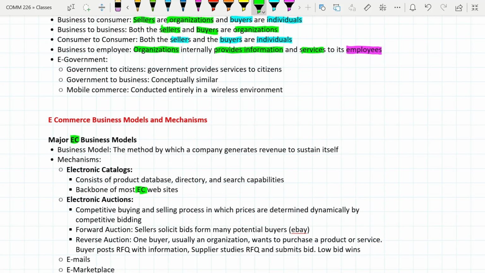So electronic auctions is a competitive buying and selling process in which prices are determined dynamically by competitive bidding. Forward auction is a type of auction where sellers solicit bids from many potential buyers. A good example of this would be eBay. Reverse auction is where there's one buyer, usually an organization, that wants to purchase a product or service. Buyers post an RFQ with information, the supplier studies the RFQ and submits a bid. The lowest bid wins. So the lowest bid wins in a reverse auction.